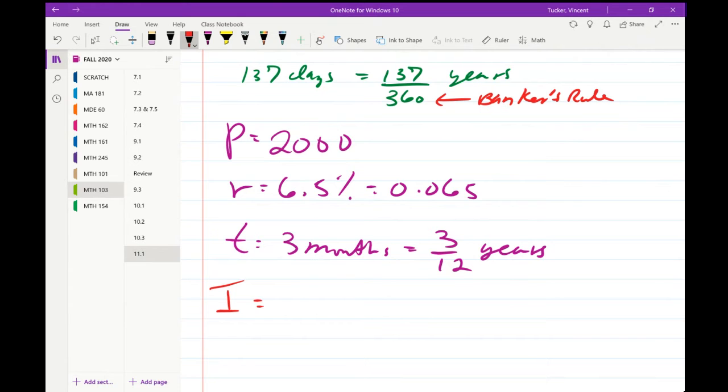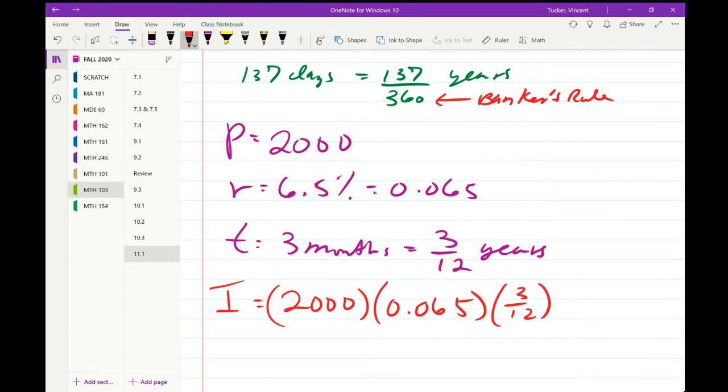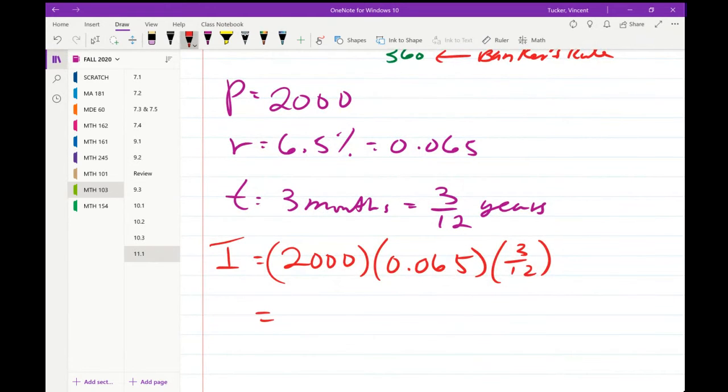All right, so now the interest earned: 2,000 times 0.065 times 3 over 12. If you wanted to reduce that, you could, but it doesn't matter if you're throwing it in the calculator. That'll give us 32.5. And since we're dealing with money, $32.50.